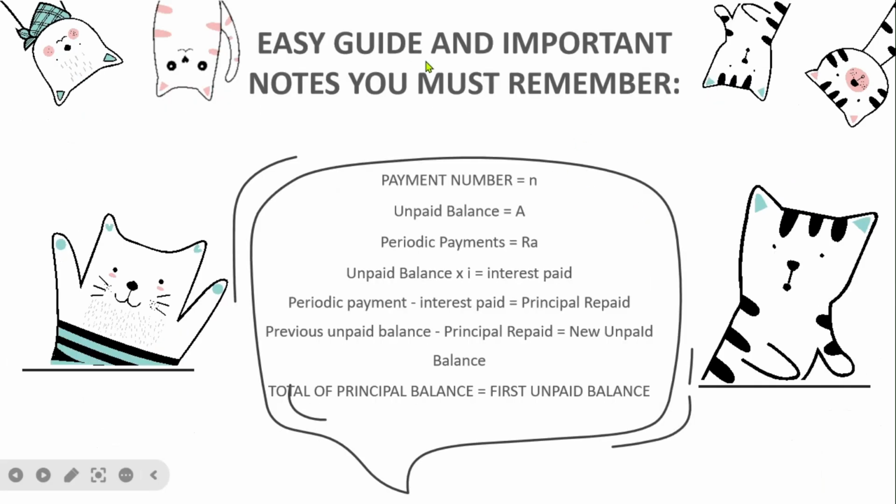These are the easy guides and important notes you must remember while we are making the amortization schedule. Payment number is equal to N, unpaid balance is equal to A, periodic payment is equal to R. To get the interest paid, we multiply the unpaid balance by I. To get the principal repaid, we subtract the interest paid from the periodic payment. To get the new unpaid balance, we subtract the principal repaid from the previous unpaid balance. And we must always remember that the total of principal repaid is always equal to the first unpaid balance.